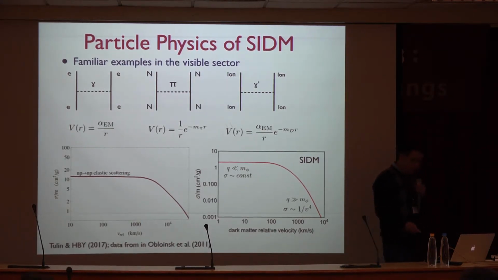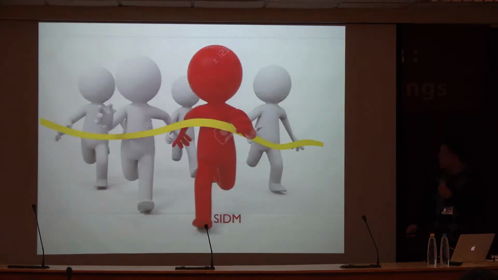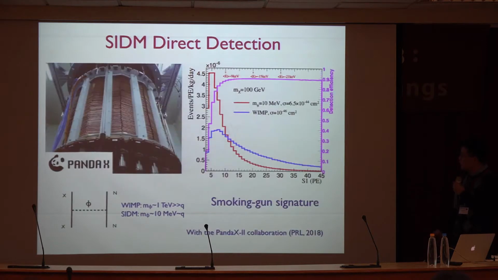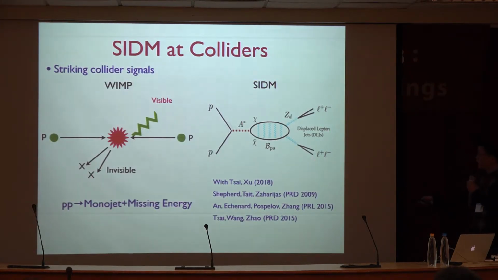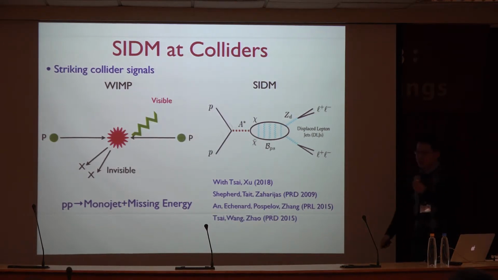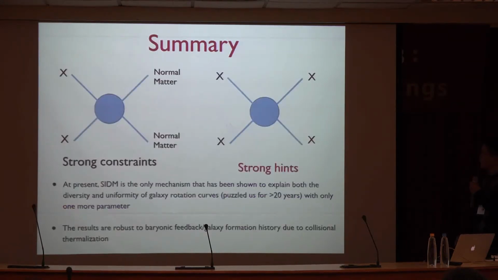I think I'm running out of time, so I'll just go through it very quickly. SIDM did a very good job. You can look at the direct detection signals; this is a collaboration with the PandaX experiment, and you can see the signal peaked more towards low energy. You can also look at the collider signals. Aside from the monojet signal, you can look for displaced electron jets. It's very different from the usual signals.